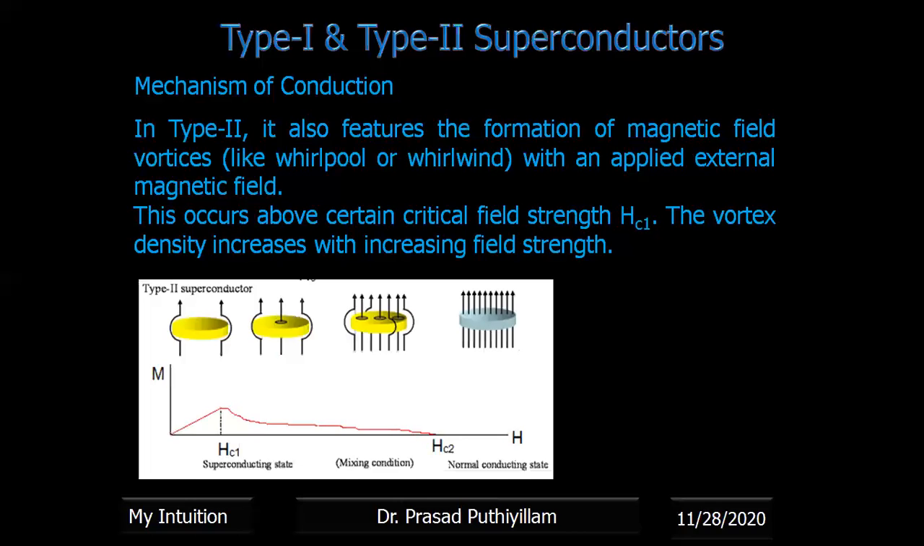In the case of type 2, it also features the formation of magnetic field vortices, which is represented here. We can call it a whirlpool or whirlwind, but we call it vortices, magnetic field vortices. As the magnetic field increases, the number of vortices also increases. It occurs above a certain critical strength, Hc1. After Hc1, the vortices start appearing, and their density increases with increasing field strength.